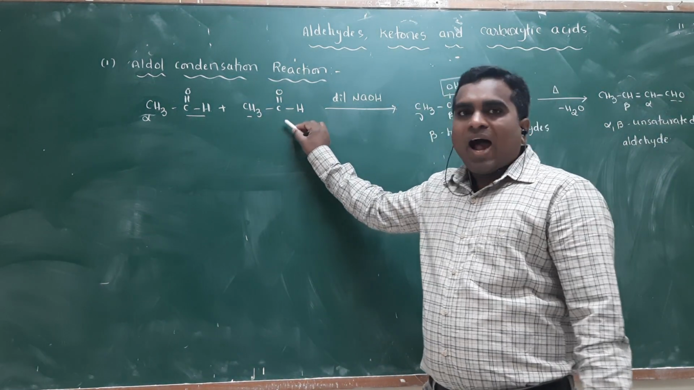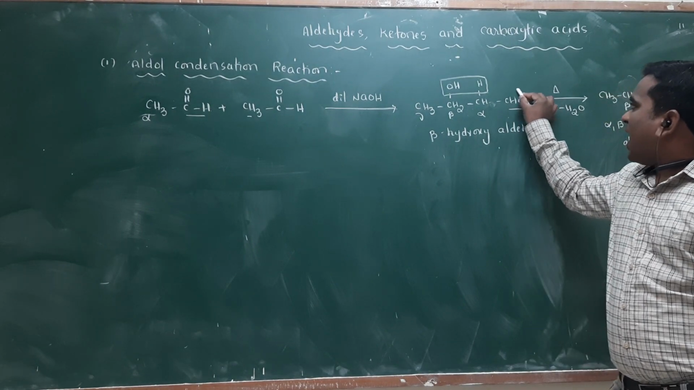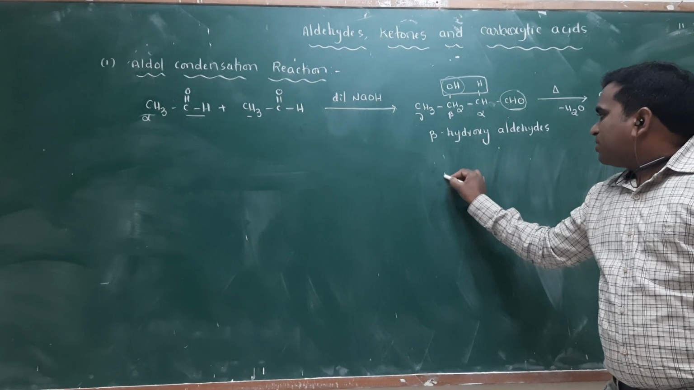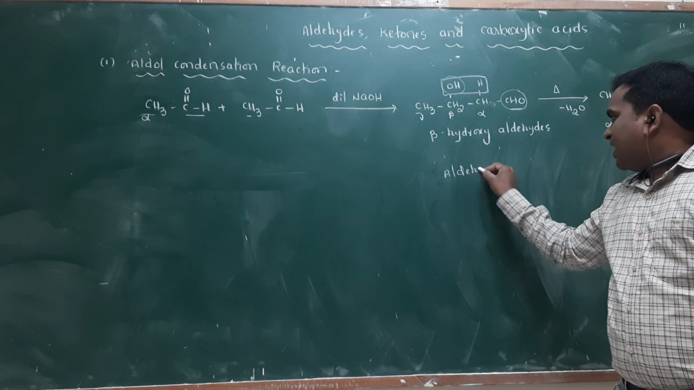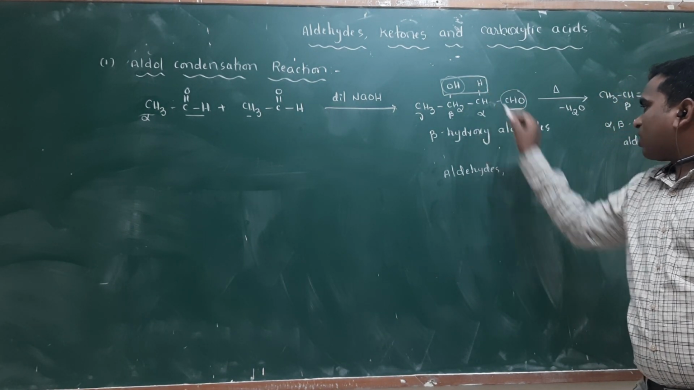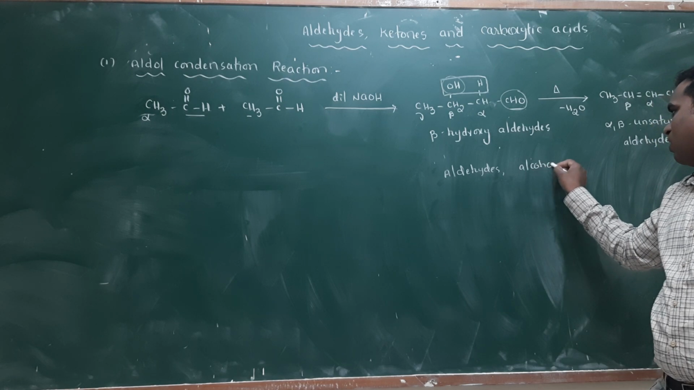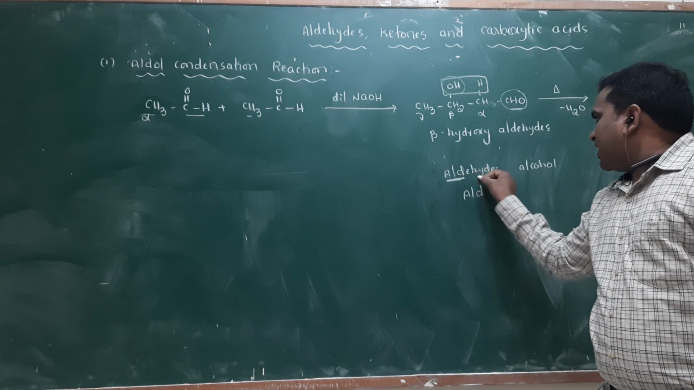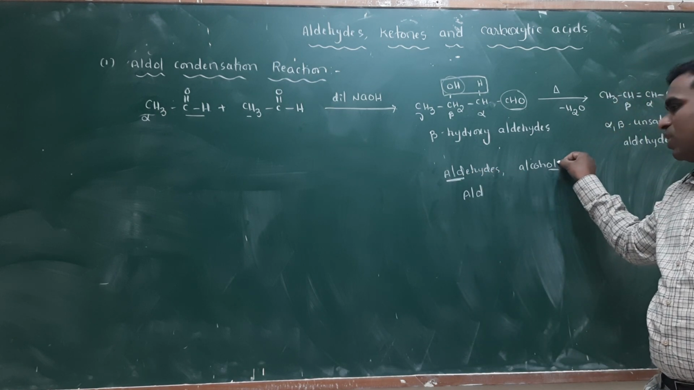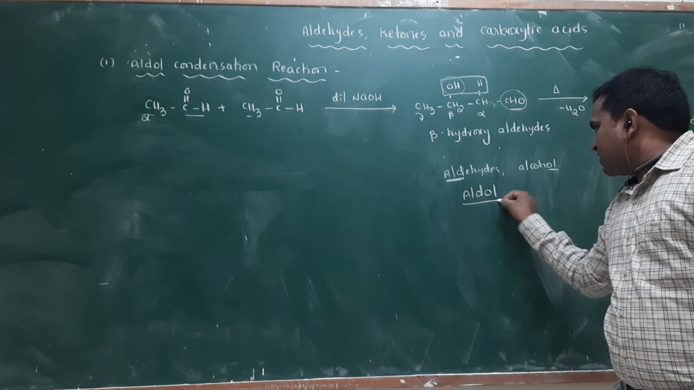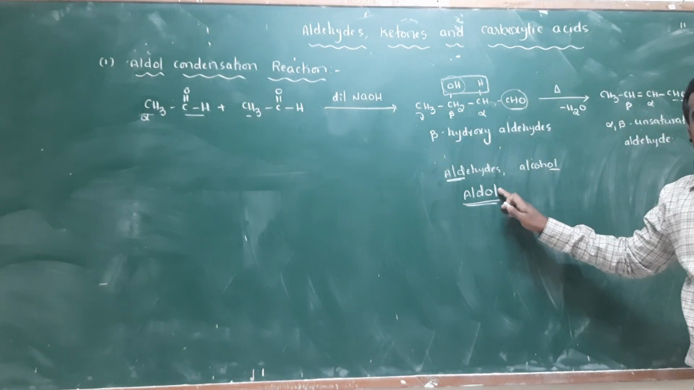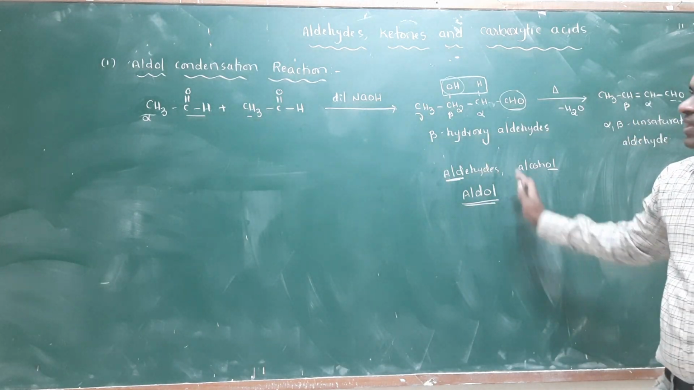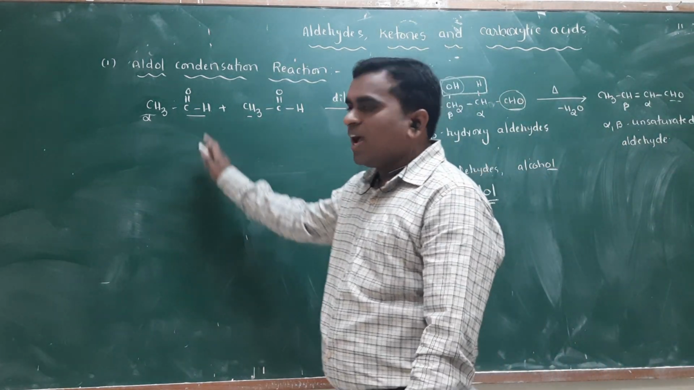Once again, aldehyde is there in this compound. Aldehyde means we write here aldehyde. This is alcohol. So in this one, we take the 'ald' from aldehyde and 'ol' from alcohol. So we call this product aldol. If you take the ketone, then we will call it ketol. This is about the aldol condensation reaction.